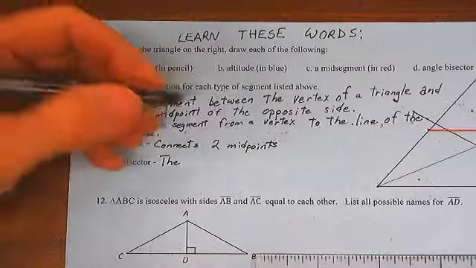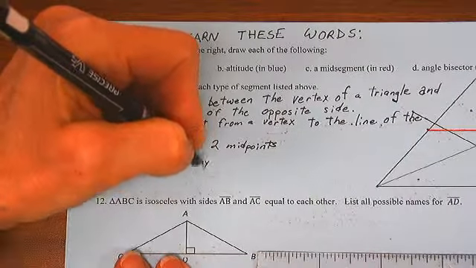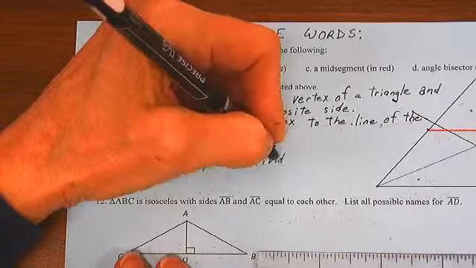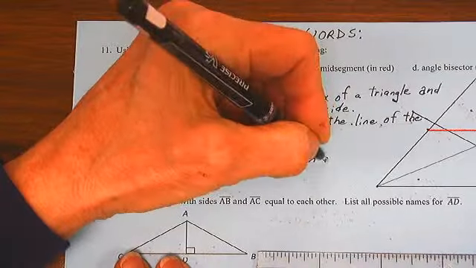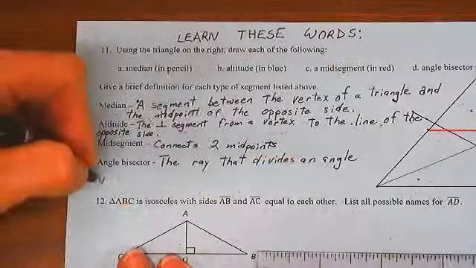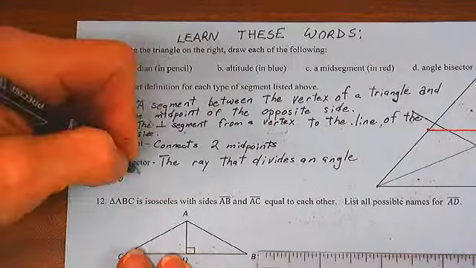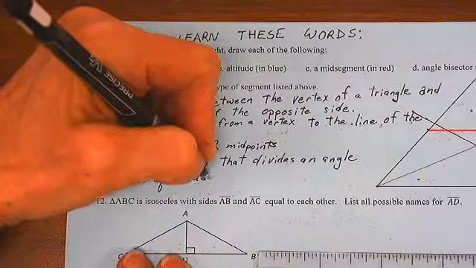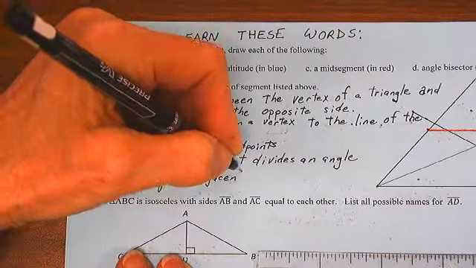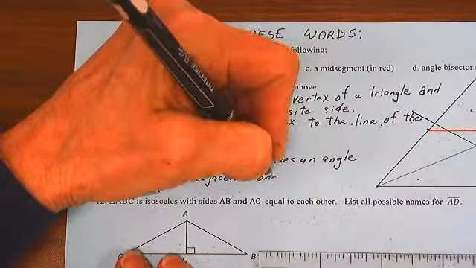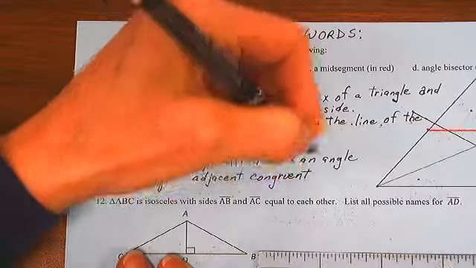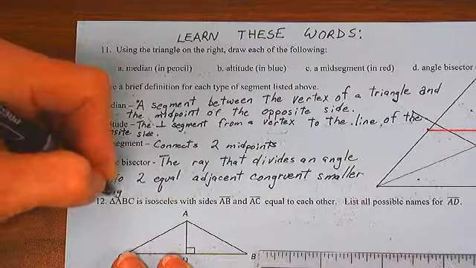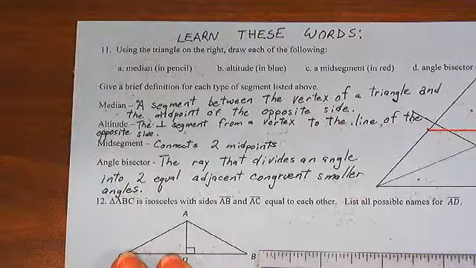An angle bisector is the ray that divides an angle into two equal, adjacent, congruent, smaller angles. Whew, long problem, but we're done.